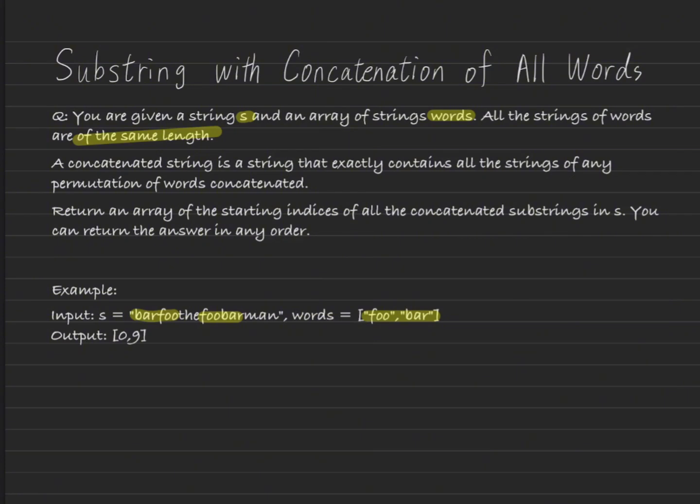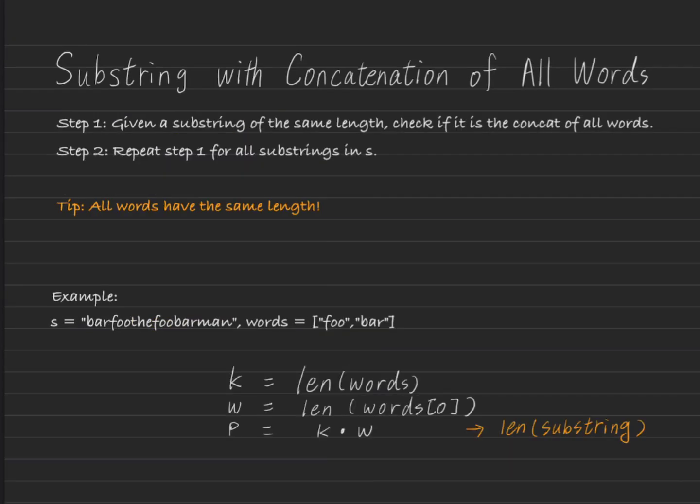How do we solve this? Pause the video here if you'd like to think independently for a moment. We previously emphasized that all the words have the same length. For example, the words foo and bar both have a length of 3. So we know how many words there are. Let's call it K. And we know how long each word is. Let's call it W. Then we can calculate the length of a concatenated string, which is K times W, and we'll call it P.